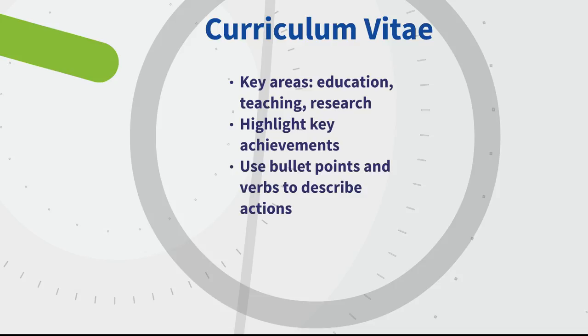Highlight the key achievements in each of these areas. What courses have you taught? What papers have you given? What research have you done? And use bullet points and verbs. You want to sound like you've done a lot of things. So don't write out in full sentences what you've done, but simply say researched this area or taught this course, those kinds of examples.